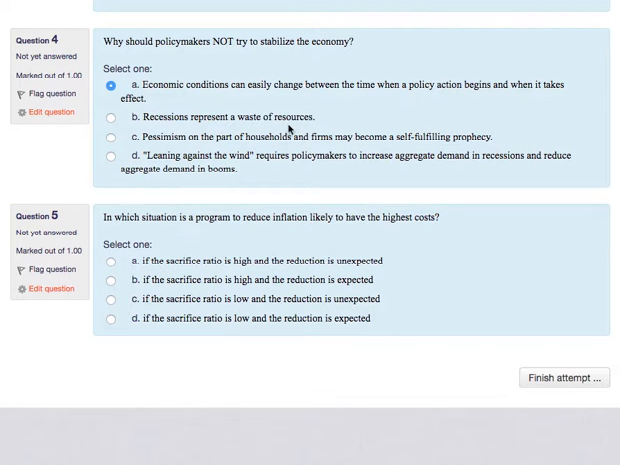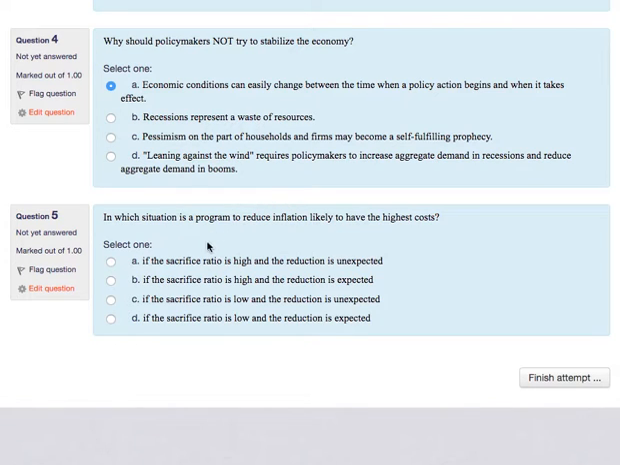Recessions represent a waste of resources. That's true, but it's not a reason why we shouldn't stabilize the economy. Pessimism on the part of households and firms may become a self-fulfilling prophecy. Well, that's a reason why we want to bring the economy back to full employment. Leaning against the wind doesn't make any sense. We haven't talked about that.